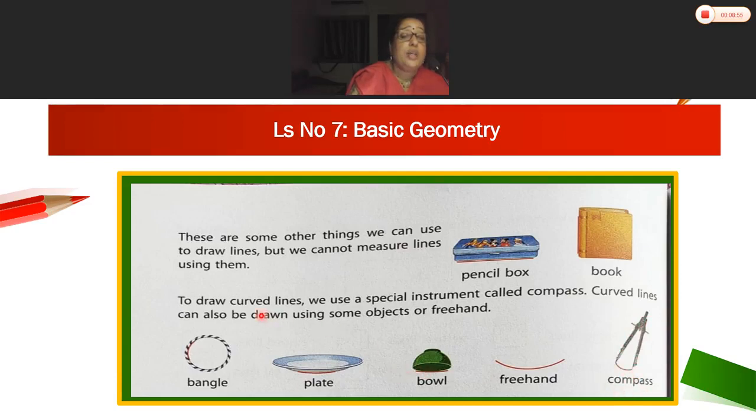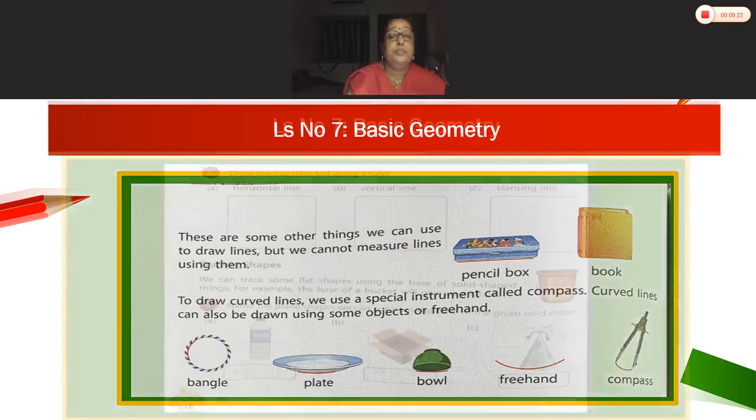There are some other things we can use to draw lines, but we cannot measure lines using them: pencil box, book. To draw curved lines, we use a special instrument called a compass. Curved lines can also be drawn using some objects or freehand: bangle, plate, bowl, freehand, compass.